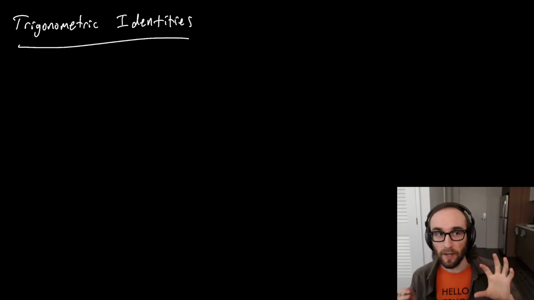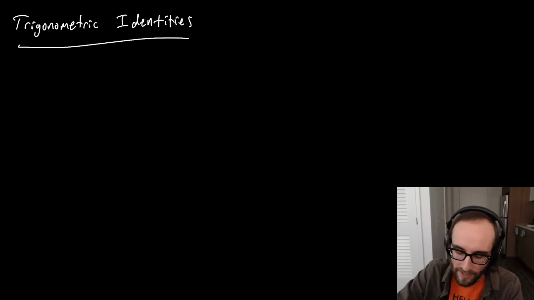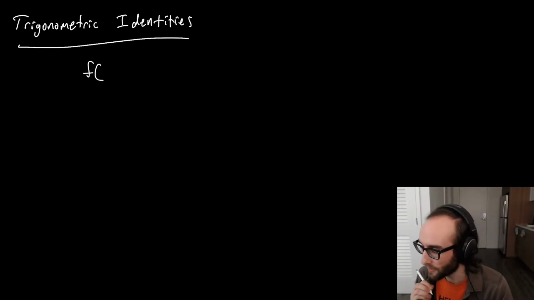Hi everyone, welcome back. In this video, we're going to take a look at Chapter 7, Section 1, which has to do with trigonometric identities for precalculus, and we're going to talk about how we can prove identities using some basic identities.